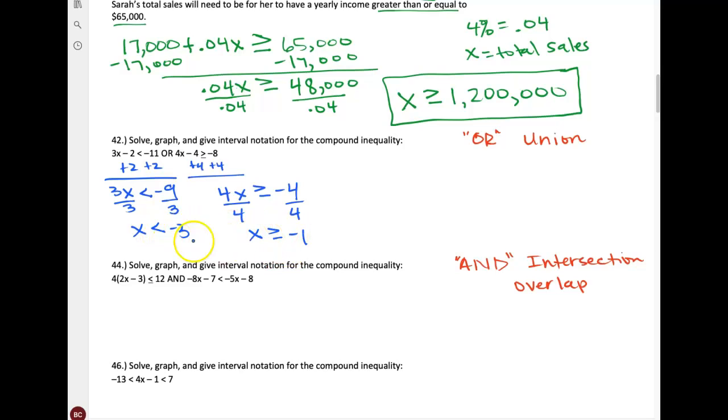Okay, but we're not done yet, right? So we have these two answers, but now we need to graph it, right? So let's make a little number line here and graph it. So I've got -3 and -1.